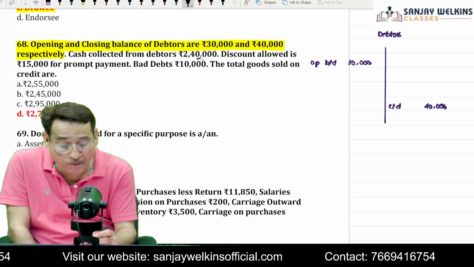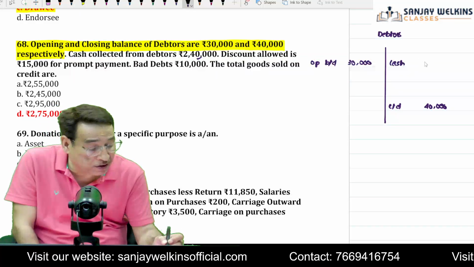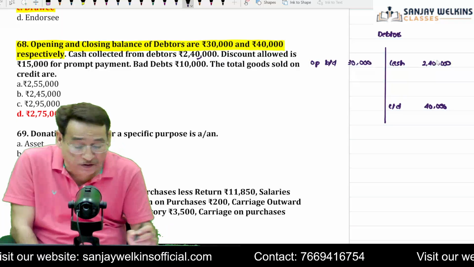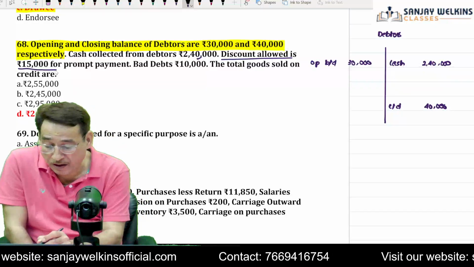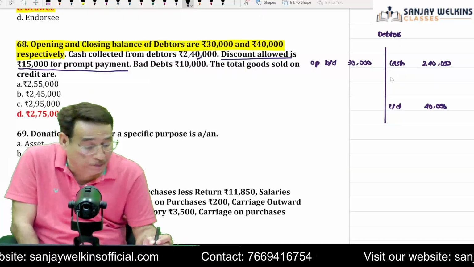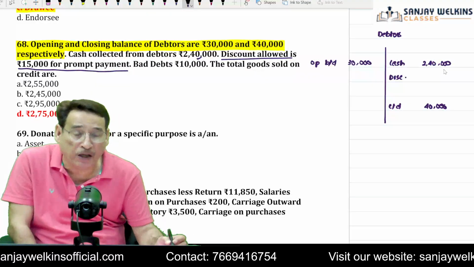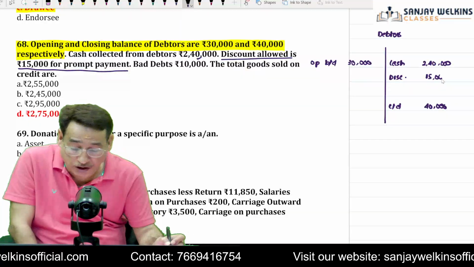Cash collected from debtors is equal to 2,40,000. So, you are going to write here cash collected 2,40,000. Under branch accounting, you have to prepare the debtors account. Discount allowed in this particular case is 15,000 for the prompt payment. Of course, discount is allowed to the debtors so that they make the payment promptly. 15,000 is the amount of discount.